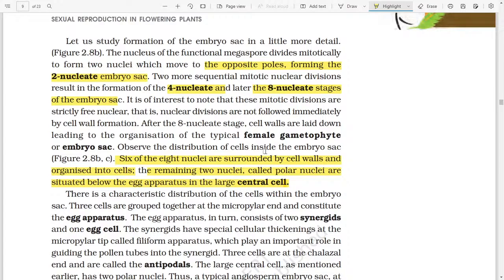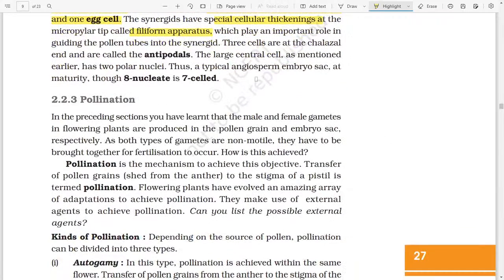The three cells are grouped together at the micropylar end and constitute the egg apparatus. The egg apparatus in turn consists of two synergids and one egg cell. The synergids have a special cellular thickening at the micropylar end known as the filiform apparatus, which plays an important role in guiding the pollen tube into the synergid.